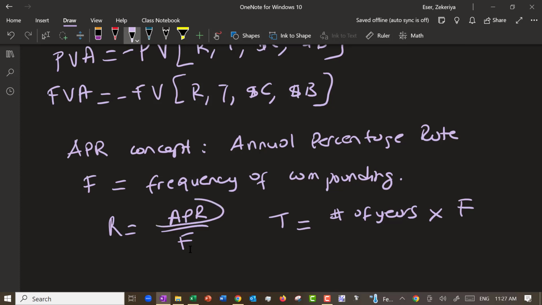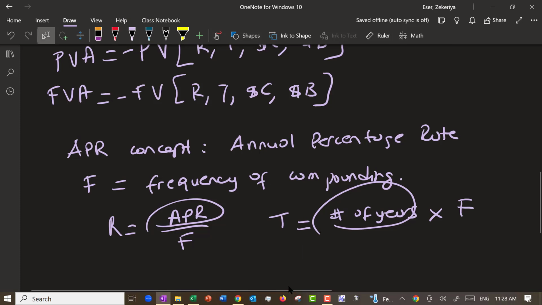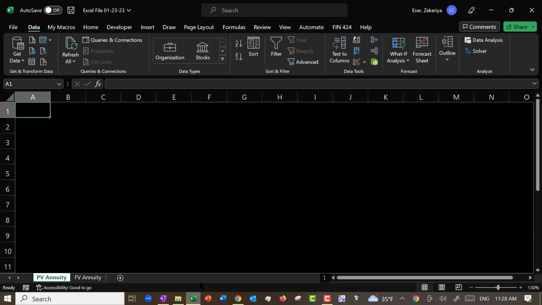So our inputs actually are going to be APR and number of years. We're going to figure out what periodic interest rate and number of payments from those. All right. So let's start.